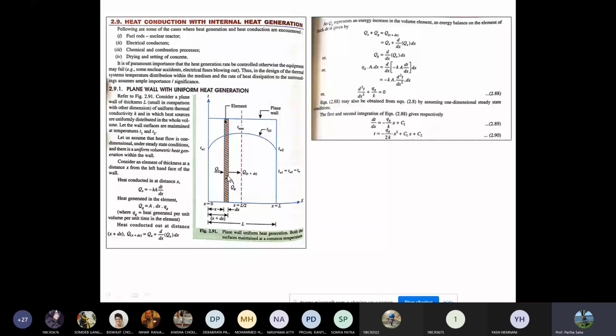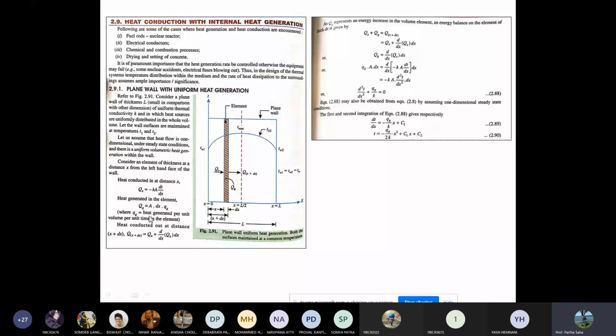In this element there is heat generation happening. Heat conduction at the distance x is given by Fourier's law, Qx equals minus KA dT/dx. Now the heat generated in this small element of thickness dx is given by Qg equals A dx times qg. Here capital Qg is the total amount of heat generated, and small qg is the heat generated per unit volume per unit time in the element. A dx is the volume, and qg is the heat generated per unit volume per unit time.